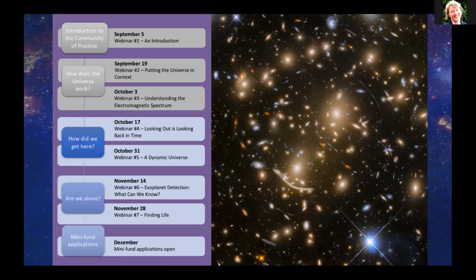So today was our first webinar in how did we get here? The idea that looking out is looking back in time. 2 weeks from today, on October 31st, we're going to talk about the dynamic universe, how what we look at up there in the sky is changing. Space is not a static place, which is a big misconception a lot of people have.